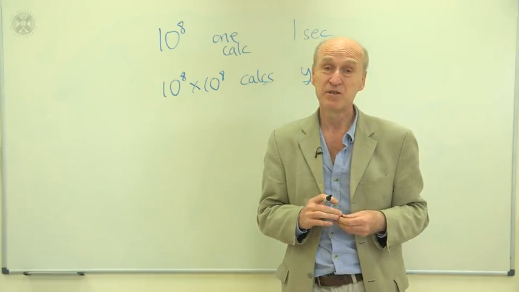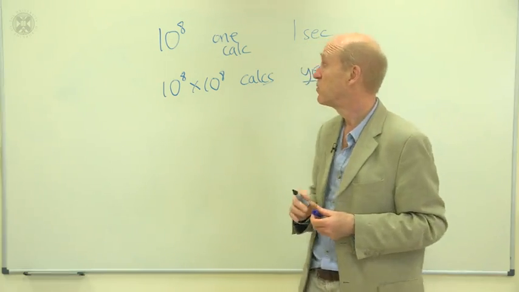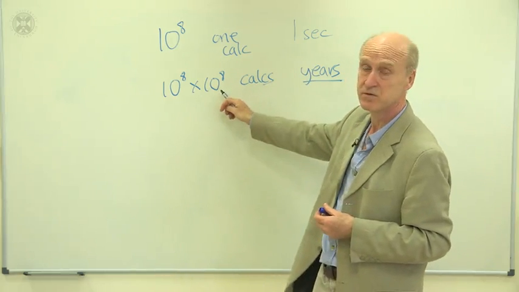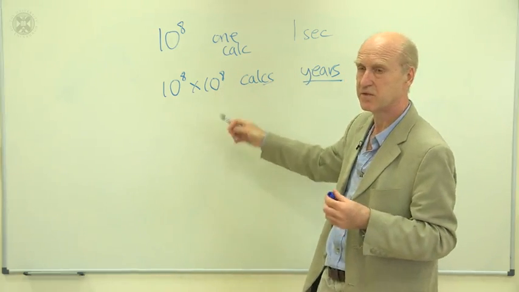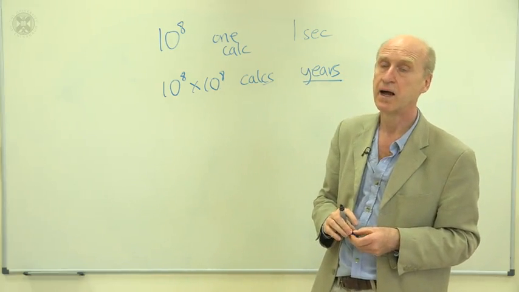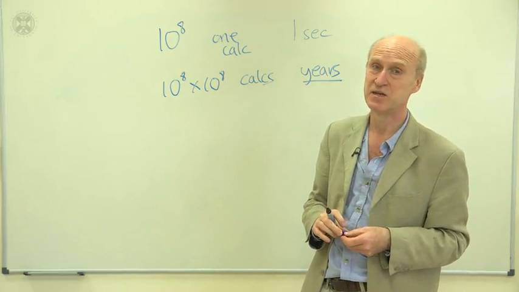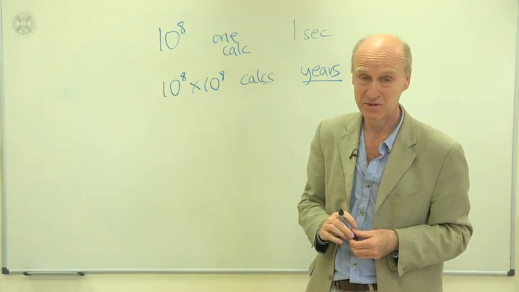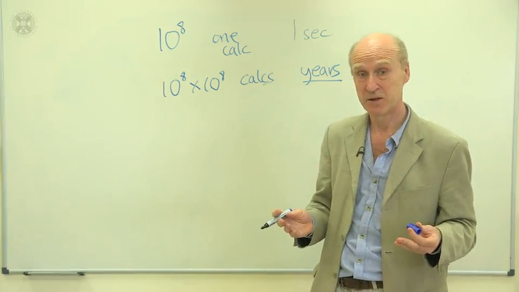But even then there are two snags. It still wouldn't be fast enough with this sort of calculation to get things done really quickly. And the other snag is that those machines cost millions of pounds. We'd like to do something a bit smarter.